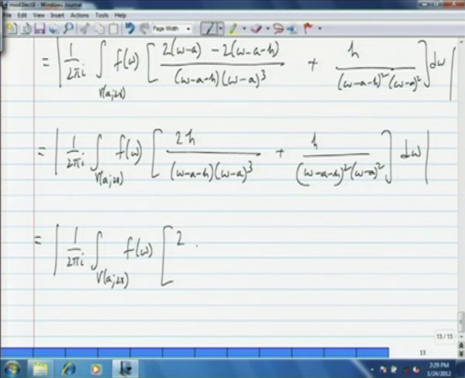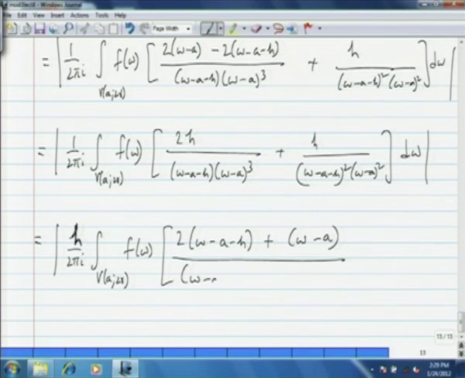I am going to write this as 2 times, well, there is an h common all throughout. So, I will push the h out of the integration into the numerator here, and then 2 times (w minus a minus h) plus 1 times (w minus a) when I take the common denominator (w minus a minus h) squared times (w minus a) cube dw.